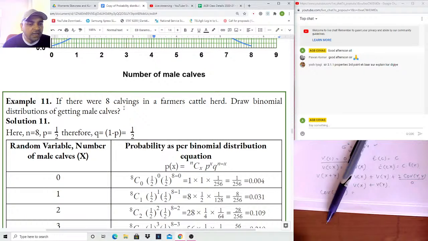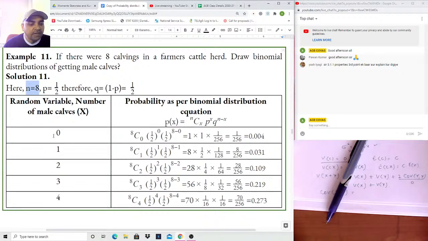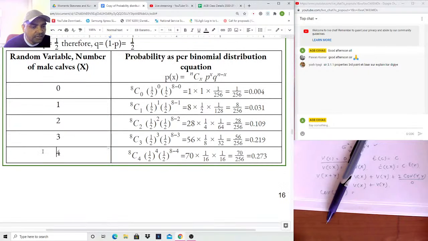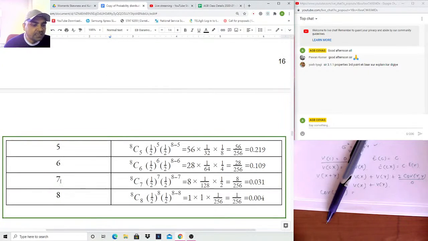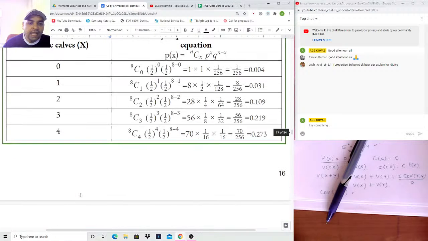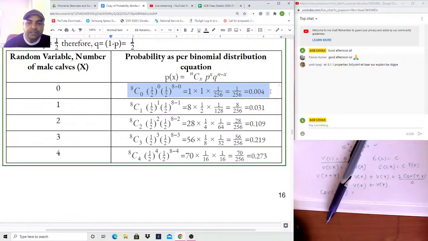So if there are 8 calvings in a farmer's cattle herd, draw a binomial distribution of getting a male calf. So here also you will see that for getting a male calf, the probability remains the same every time. Okay. And the probability of getting a female is half, and the probability of getting a male is half. And here we are waiting for 8 calvings. Okay. So out of these 8 calvings, how many values can the random variable take? Either we will get no male calf, one male calf, two male calves, three male calves, four male calves, five, six, seven, or all male calves.